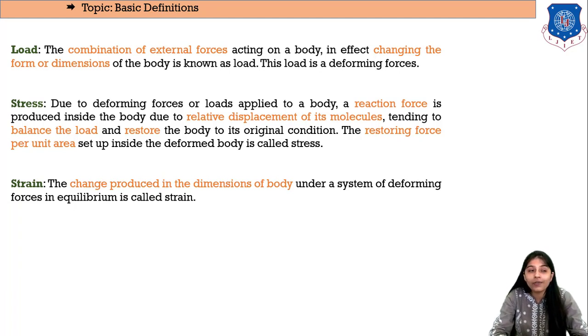Or we can say that to produce an appreciable amount of strain in the steel wire, a large amount of deforming force has to be applied. A large amount of internal restoring force has to be set up inside the steel wire. Then and only then will there be an appreciable amount of strain produced in the steel wire. So this is the reason that steel is more elastic than rubber.